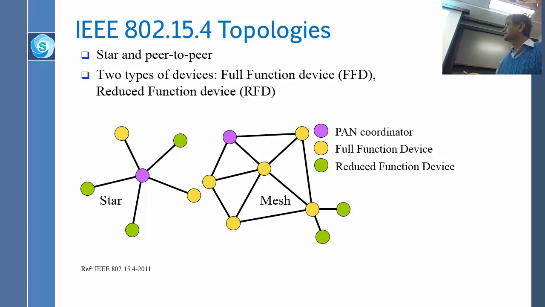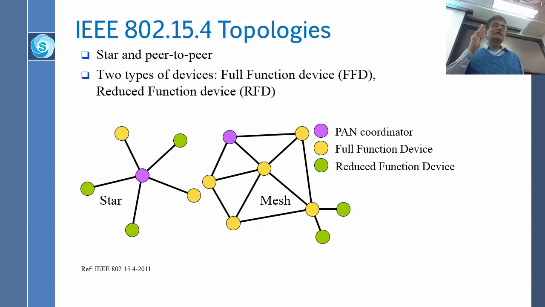There are some devices that have more power and therefore can do more functions. So they are called full function devices. And some which have less power, they are reduced function devices. And if one of the full function devices becomes a coordinator. So in a sense, there are three functions. One is just be a node somewhere in the network. Second is be a coordinator. And third is be a leaf. The reduced functions are only the leaves.